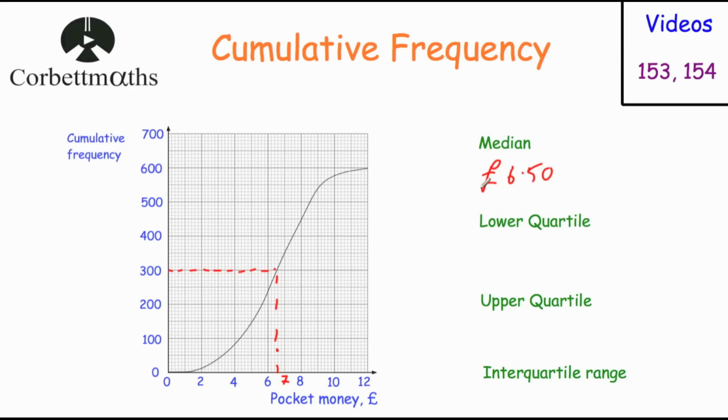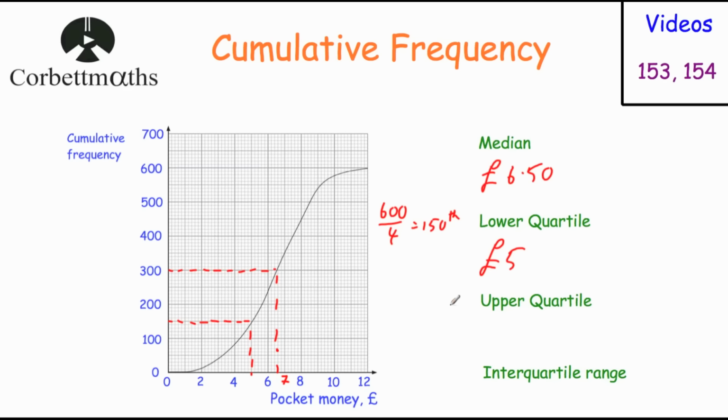Now our lower quartile, well, altogether there were 600 children, and the lower quartile will be a quarter of the way into the data. So we're going to divide 600 by 4 to find the position of the lower quartile. So 600 divided by 4 is equal to the 150th value. So we're going to go from 150 across and down. And when we do that, we get to £5. So the lower quartile is £5.